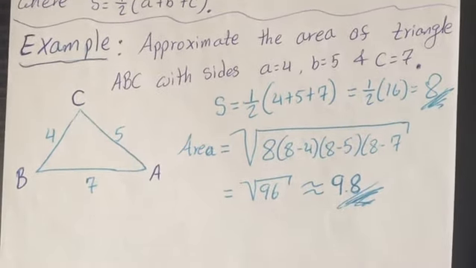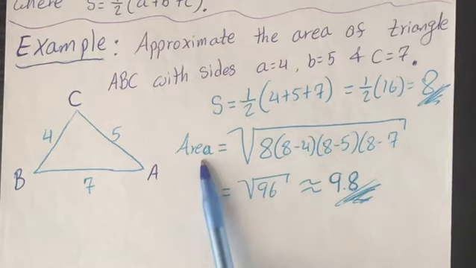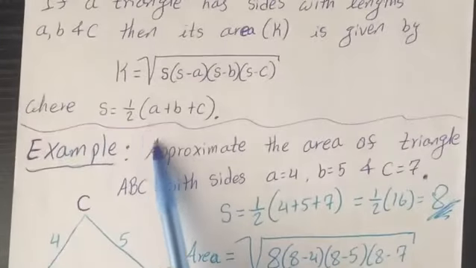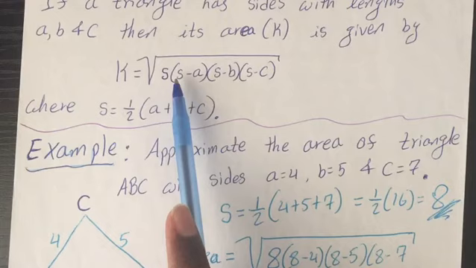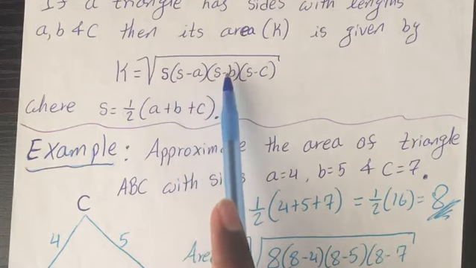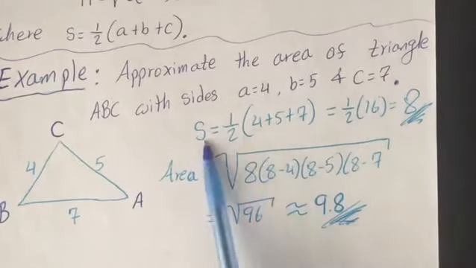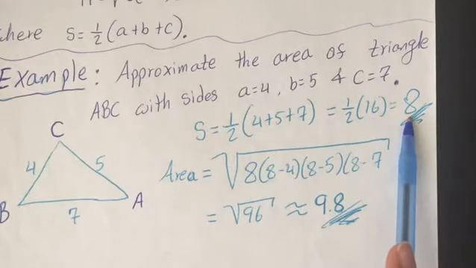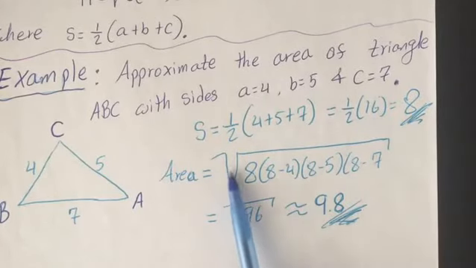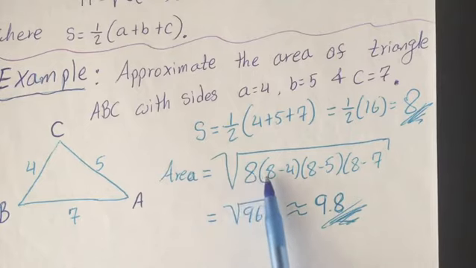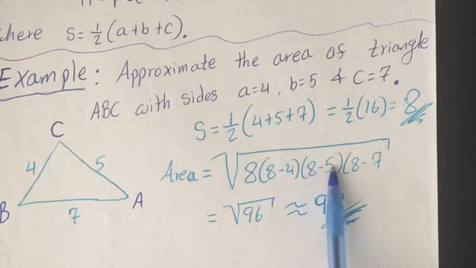Now, how do we find the area? Well, the area is equal to, from right here, the square root of S times S minus A times S minus B times S minus C. Remember, your S is half of the perimeter, which in this case is 8. So we're going to do the square root of 8 times 8 minus your A value times 8 minus your B value times 8 minus your C value.